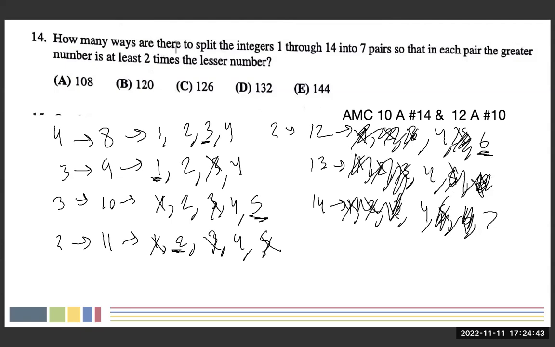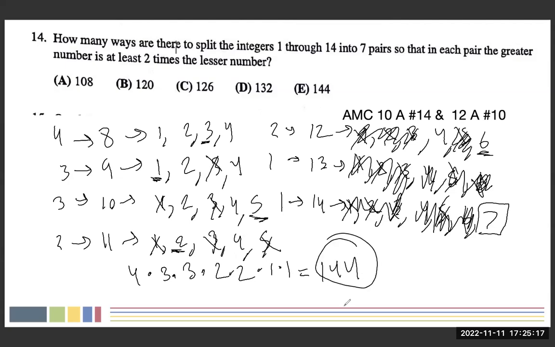Well, now 13 only has 1 possibility, and 14 only has 1 possibility. So this just gives us the product we need: 4 times 3 times 3 times 2 times 2 times 1 times 1. It follows this nice pattern that makes a lot of sense, actually, which is that every other 2, it goes down by 1, right? Which makes sense. And this is the product we need. And this product equals 144.